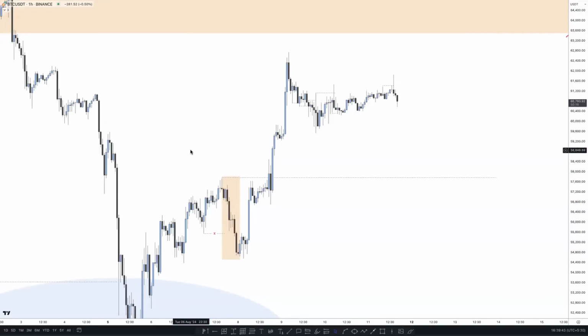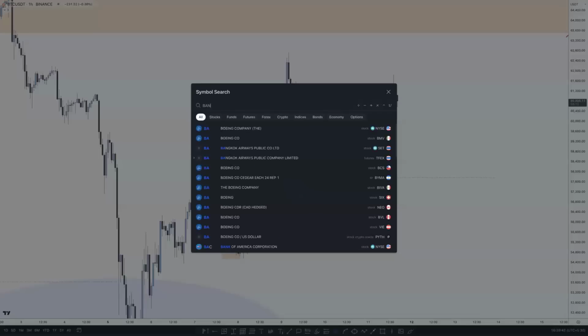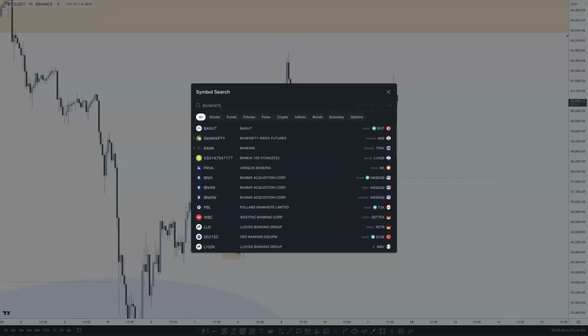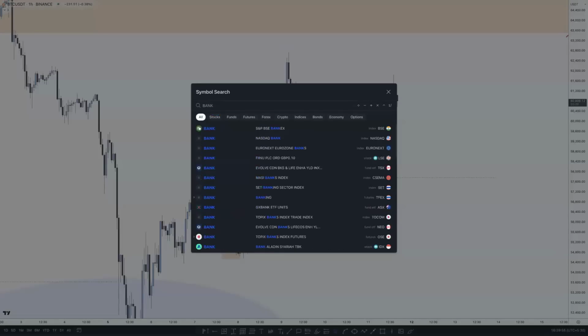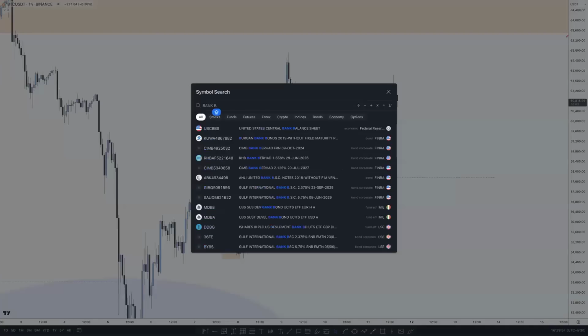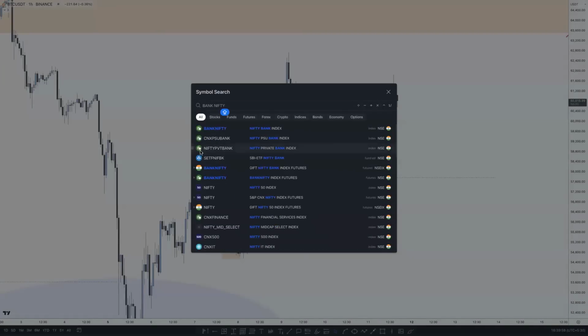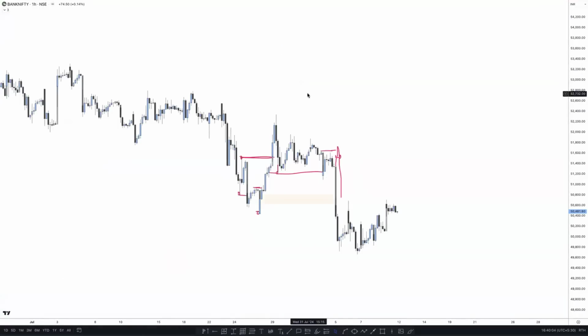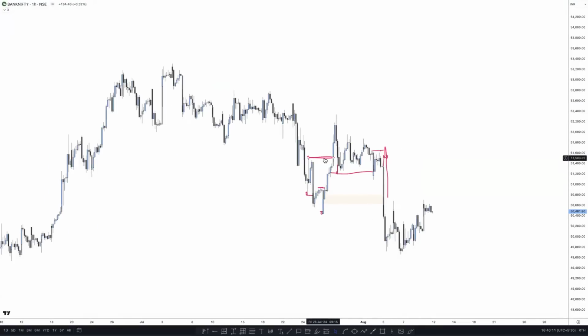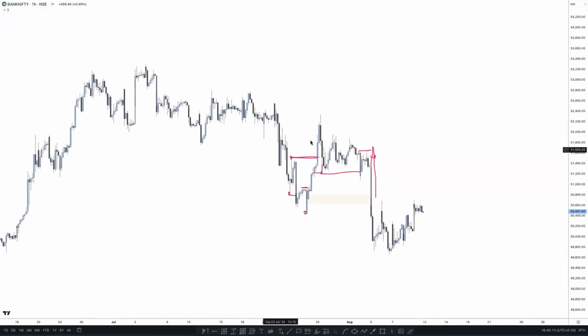Okay. Now let's move on. Our next pair is here, Bank Nifty. This is our Bank Nifty chart and market momentum is still showing some bearish condition here, and there is no bullish structure here. Everything is trying to push downside.